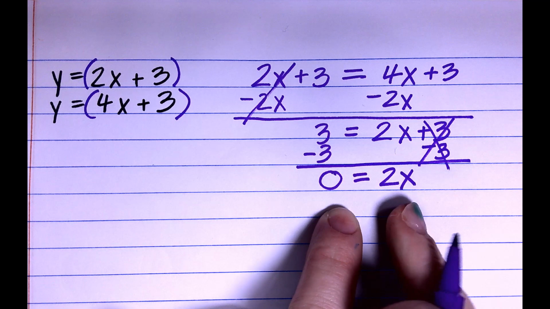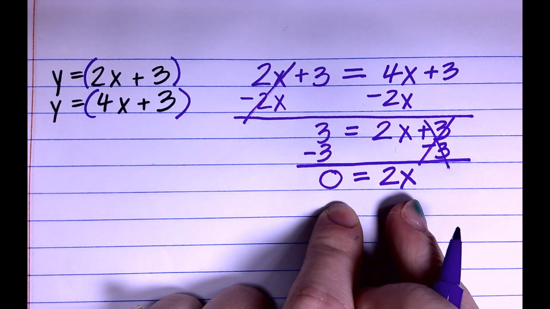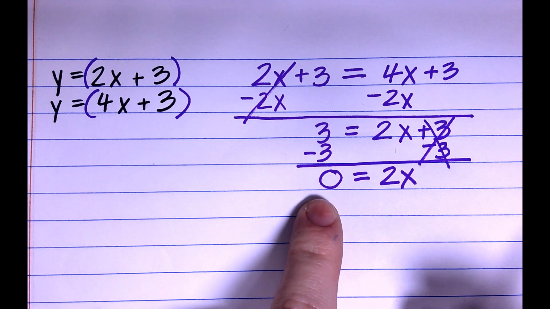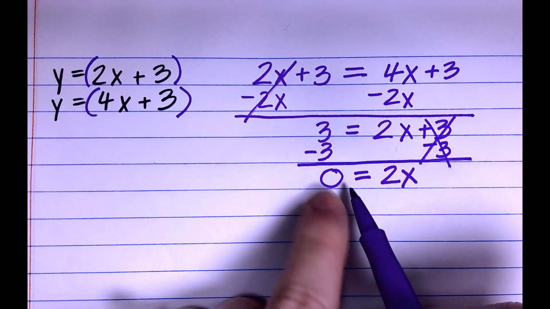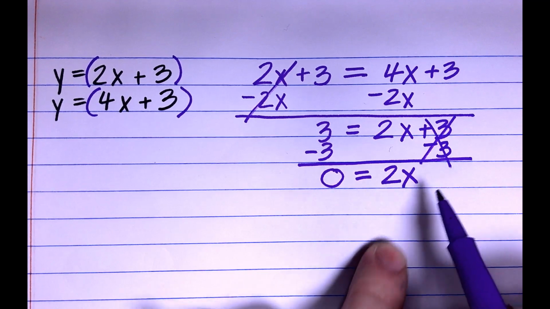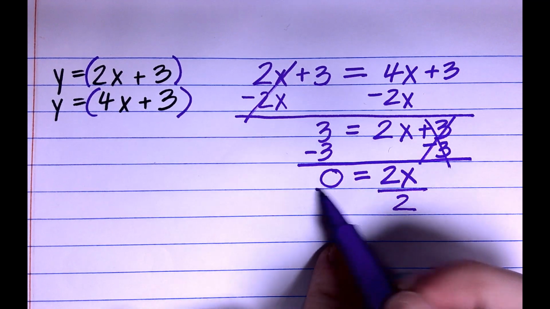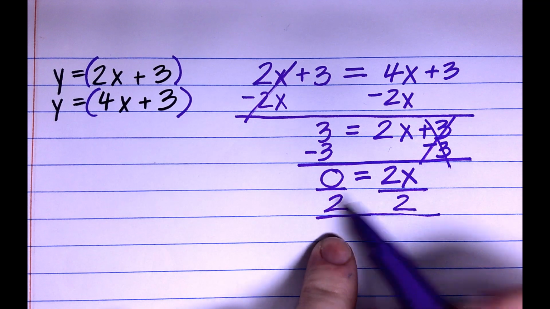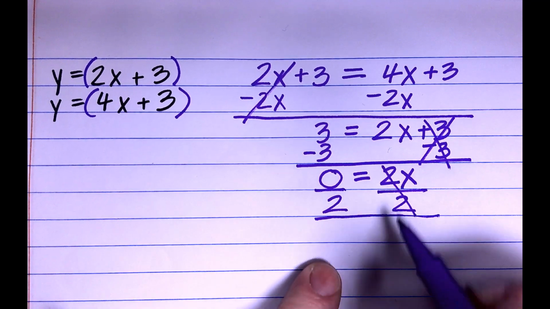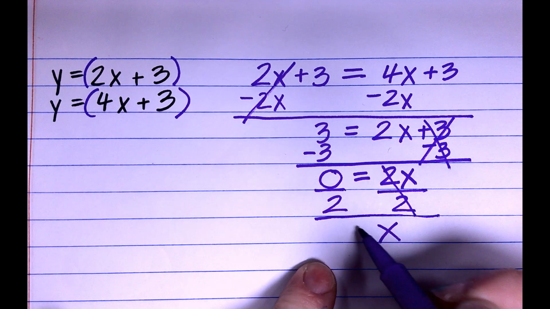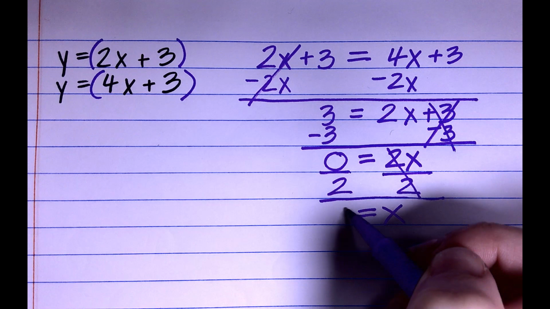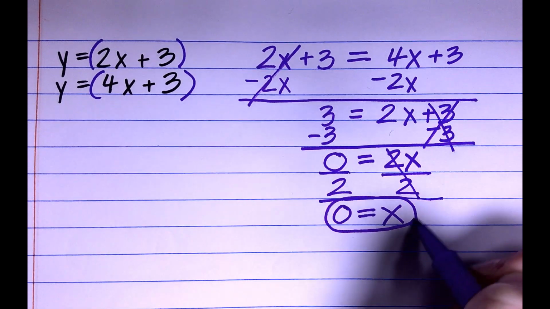I'm sure a lot of you got to this point and thought, what do I do here? We forget 0 is a number. Just treat it like a number. We can still do things with 0. How do I get x by itself here? Divide by 2. So I'm still going to divide by 2 on that 0. Perfect. So my 2's cancel. I've got x by itself, and that's equal to 0 divided by 2, which is 0. X equals 0.